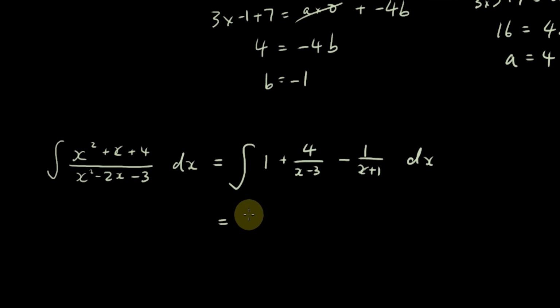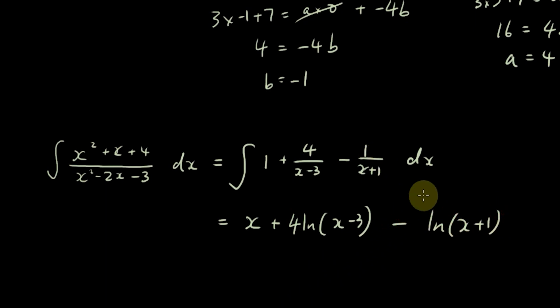Okay, how do you anti-differentiate 1? That anti-differentiates it to x, because x differentiates into 1. ln x minus 3, it's going to differentiate into 1 over x minus 3. But because there's a 4 here, I'm going to put a 4 here as well. And then I have ln x plus 1. There's a 1 there, don't need to do anything, plus c. Done.